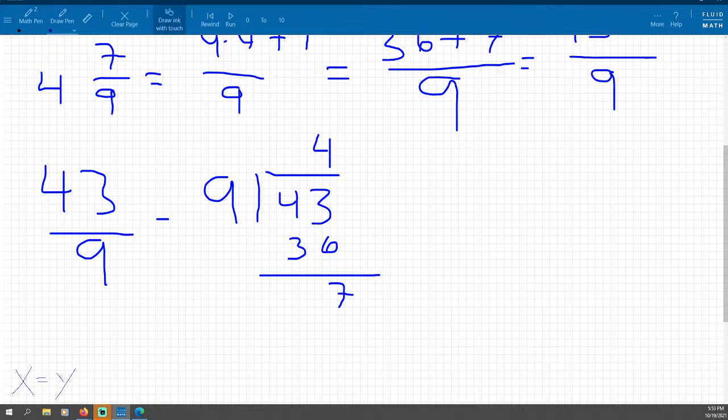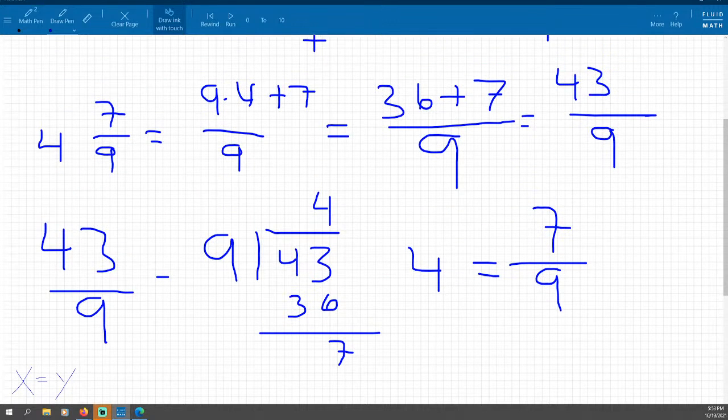And that's going to give us, remember, this becomes our whole number. This is our denominator, and this is our numerator. And look, right back to where we started. Full circle.